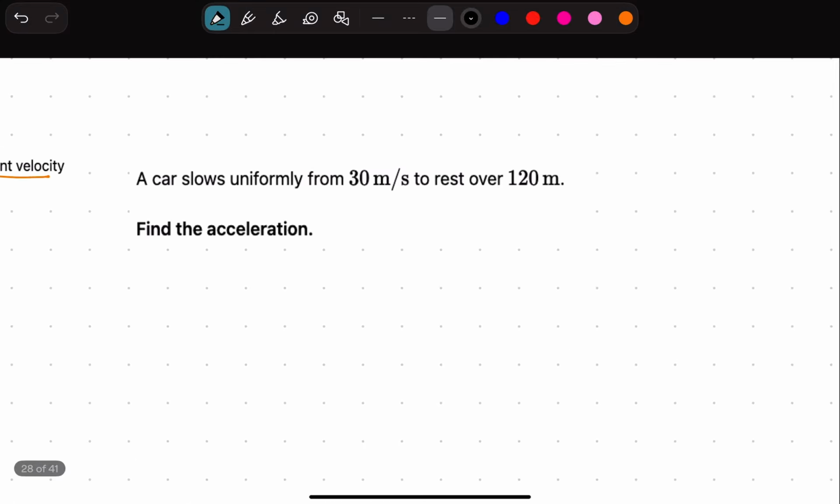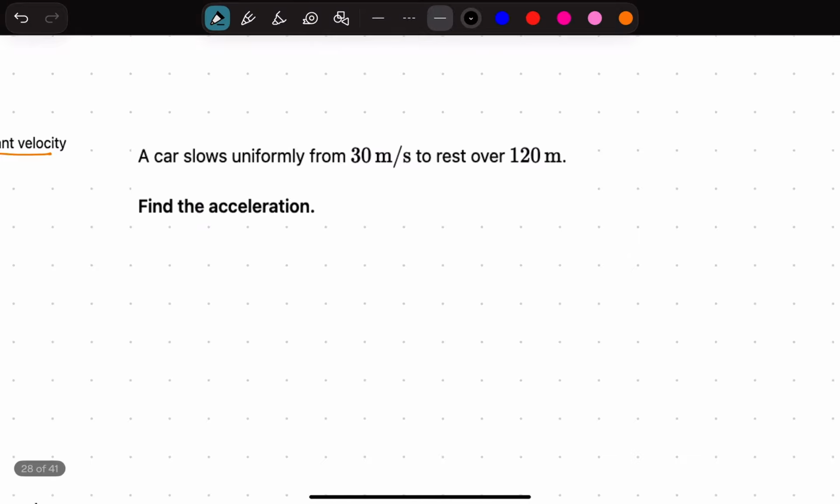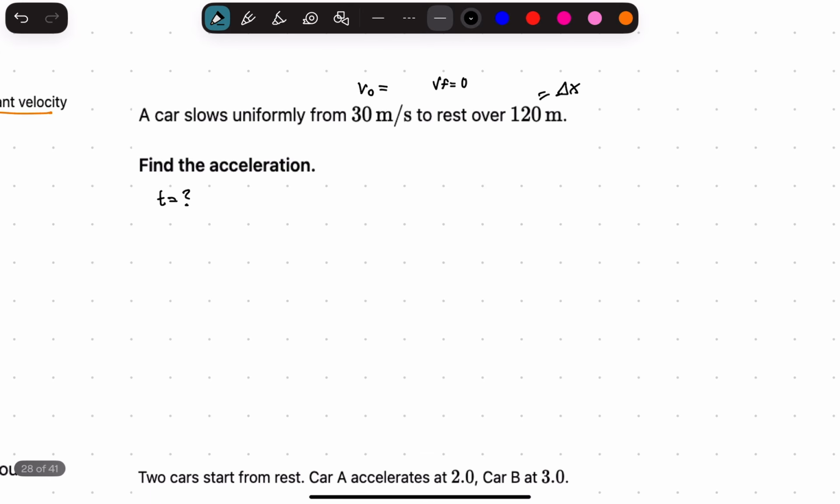Okay. A car uniformly slows from 30 meters per second to rest over 120 meters. So Vf is going to equal 0, and we want to find the acceleration. And what are we missing? We're missing time. So we have our V initial as 30, and we have our delta x is this. So we don't have time, so we have to use the equation with no time.